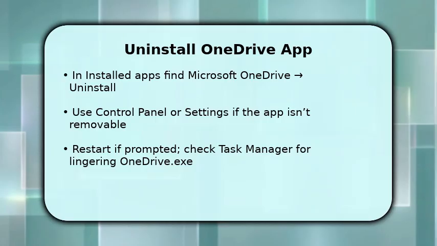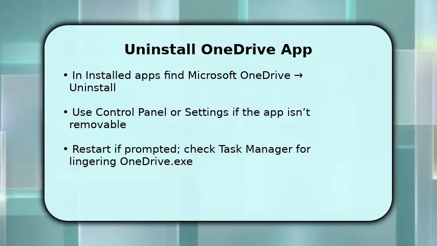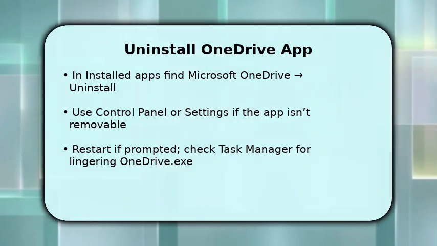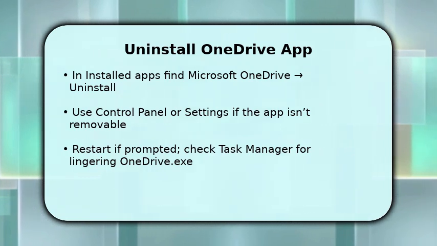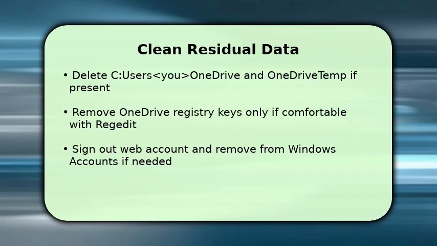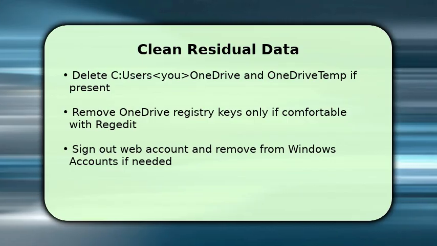Finish by removing leftover folders and account links. Delete the OneDrive and OneDrive temp folders under your user profile if they still exist. This frees disk space. If you're comfortable, open Regedit and delete OneDrive keys under HKCU/Software/Microsoft/OneDrive. Back up the registry first.